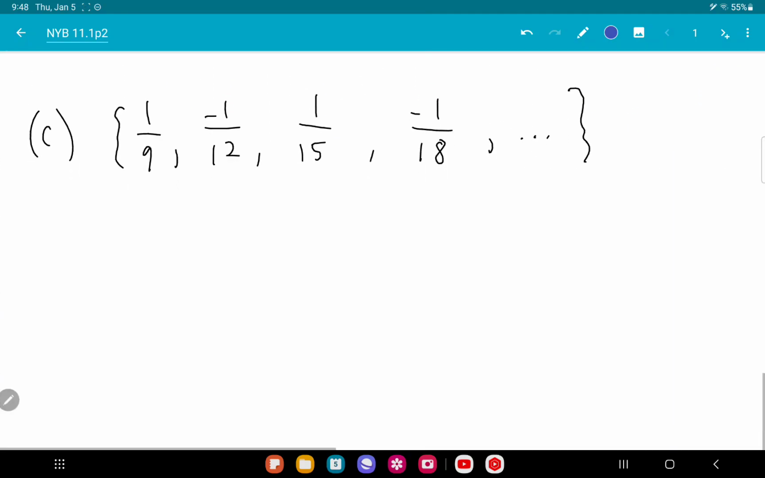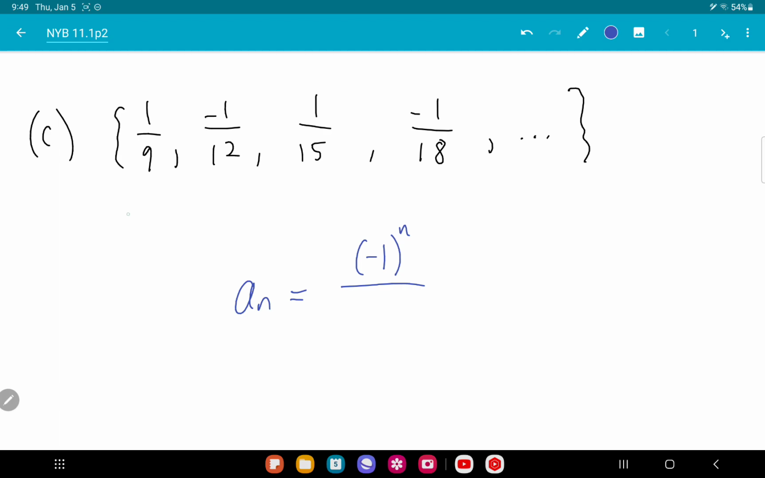Finally, part C. This one's got two things going on. It's got the numerator, which is alternating, and it's got the denominator, which is, what's happening? It's going up by 3 each time, right? 9 plus 3 is 12, plus 3 is 15, plus 3 is 18. So two things. So let's do one thing at a time. The numerator. So I'm going to start, as I did before, just with -1 at the end.